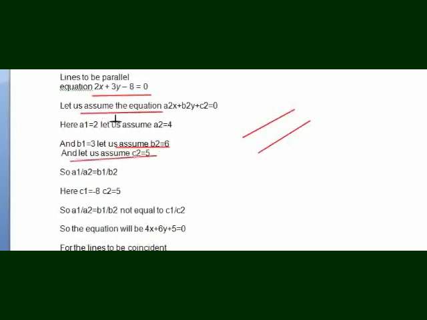So c1 by c2 will be minus 8 by 5. It fulfills the condition, that is a1 by a2 is equal to b1 by b2 not equal to c1 by c2. So the equation will be a2x plus b2y plus c2, where the value of a2 is 4, so 4x, and the value of b2 is 6, so 4x plus 6y, and we have taken c2 as 5. So the equation will be 4x plus 6y plus 5 is equal to 0.